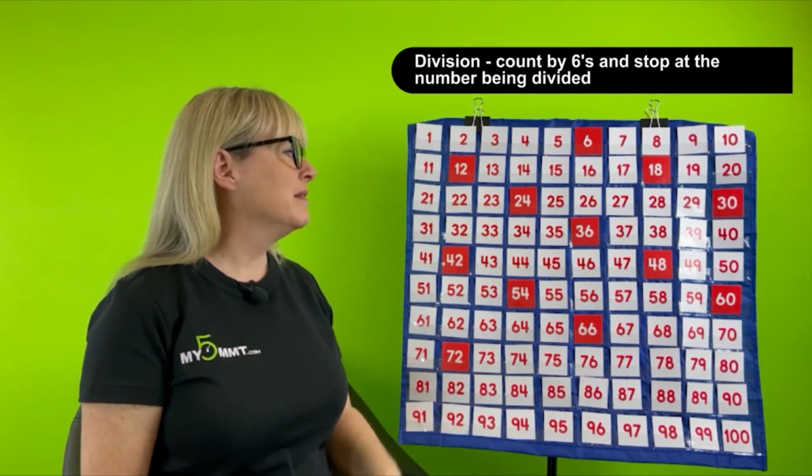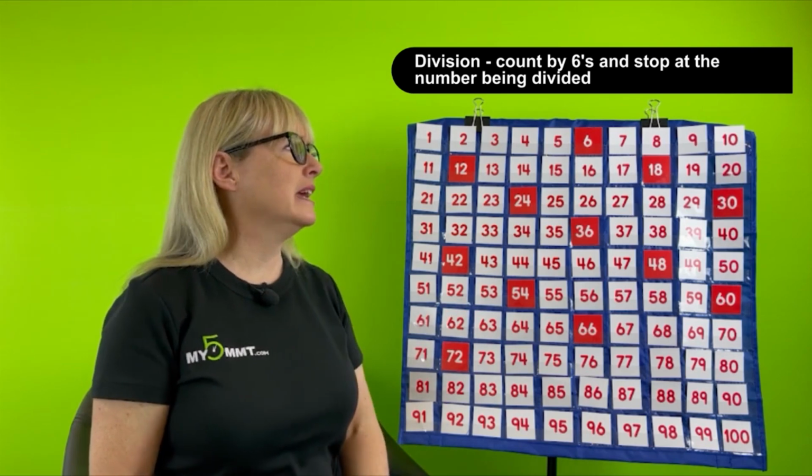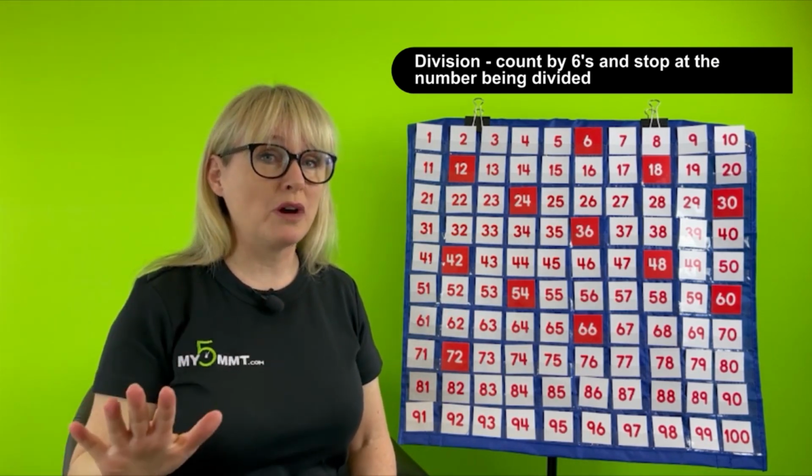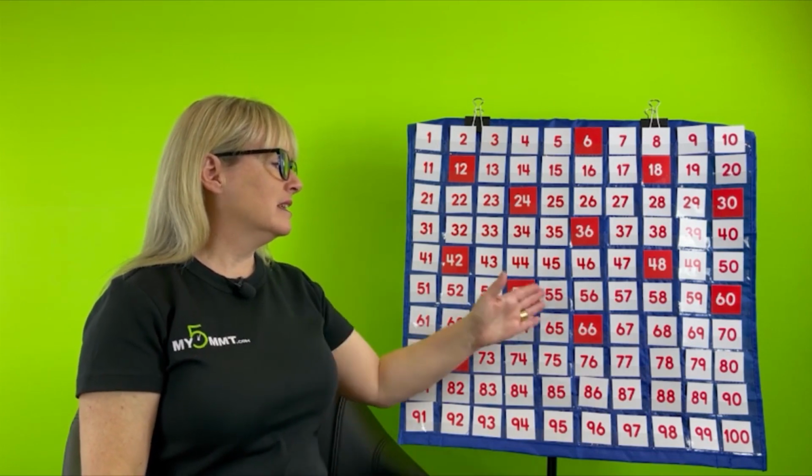So we can say, how many sixes are in 18? Well, we count by sixes and we stop at 18. We don't want to go past it because 18 was what we're dividing or sharing from. How many times will we count sixes and stop at 18? So we say 6, 12, 18. It's 3. If it was a number like 66, how many will we count and stop at 66?